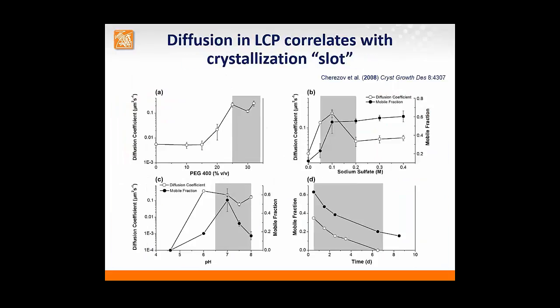When we look at conditions close to the crystallization conditions, for example, here we look at the beta-adrenergic receptor at different concentrations of precipitant components, we can see a good correlation between a high diffusion rate and high mobile fraction and crystallization window, which is shown here in gray boxes. So these are concentrations at which protein crystallizes.